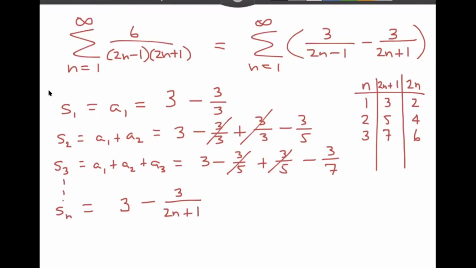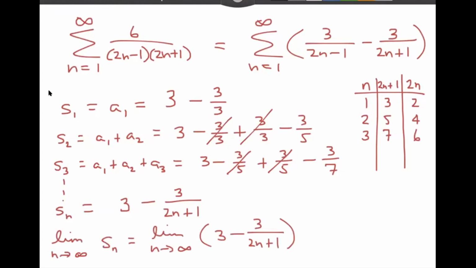All right. So the limit as n increases without bound of s sub n is equal to the limit as n increases without bound of 3 minus 3 over 2n plus 1. And hopefully it's clear that as n increases without bound, that fraction approaches 0, and that limit is equal to 3. This series converges to 3. The series converges, and its sum is 3.